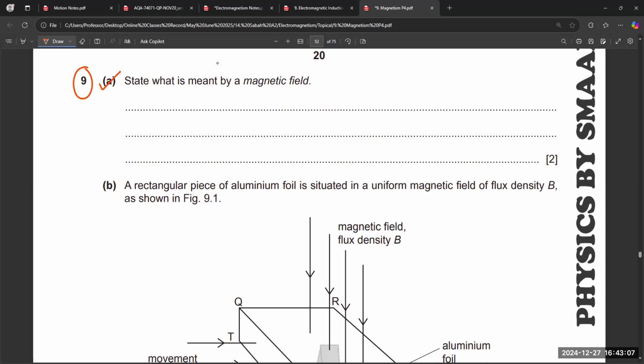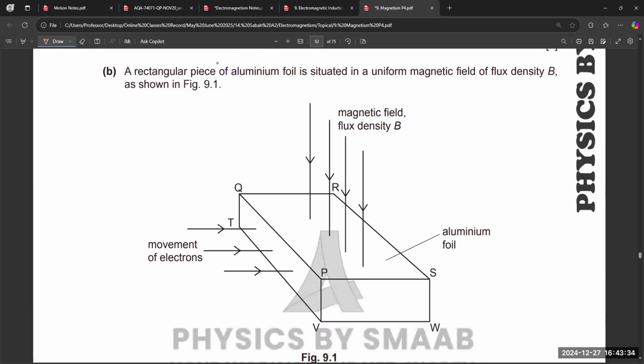In the first part, state what is meant by a magnetic field. So simple to explain, right? It is a region in space around a magnet where another magnet or any other magnetic material experiences a force of attraction by that magnet. Yeah. So we need to copy the definition.